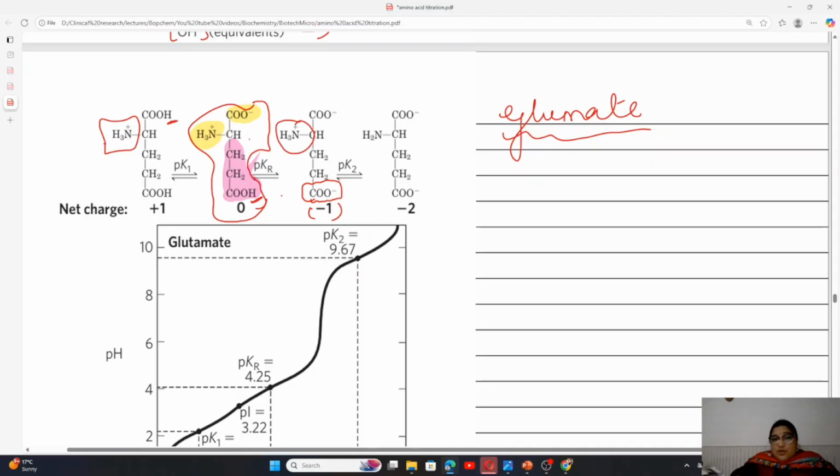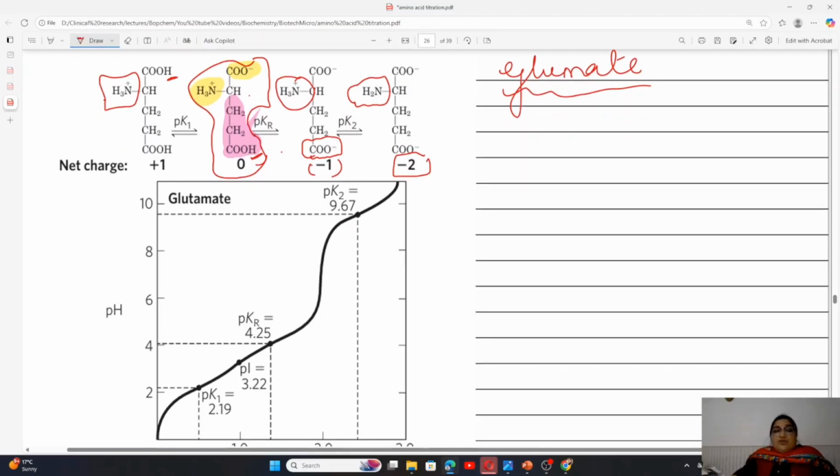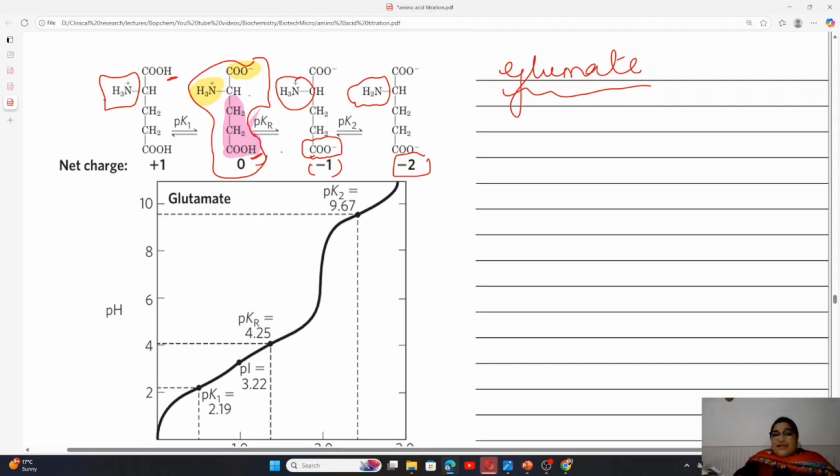Now, on further increasing the pH, what will happen? This amino group, which was still protonated, will also lose its proton and will attain a charge of -2. Now, the question is, when there are three pKa values, which values to take for calculating the pI? Here we need to understand clearly that only the values which change the structure of the Zwitter ion need to be taken into consideration.